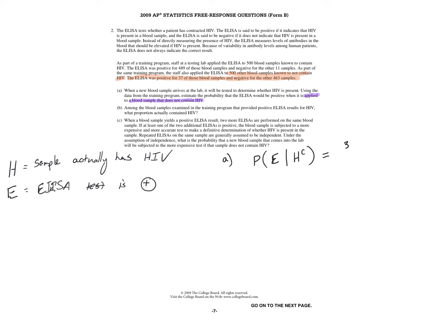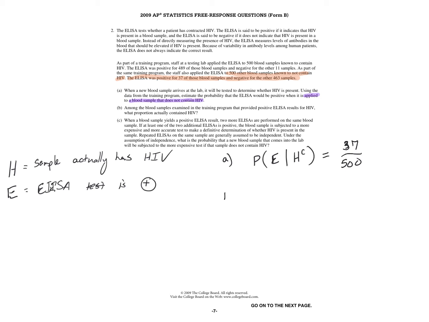Let's just answer it as follows. Let's just do 37 out of 500. We know that's what's going to happen here. Let's just look at it. We are in this world where it's the blood samples that we know do not contain HIV. There's 500 of them, 37 of them test positive.